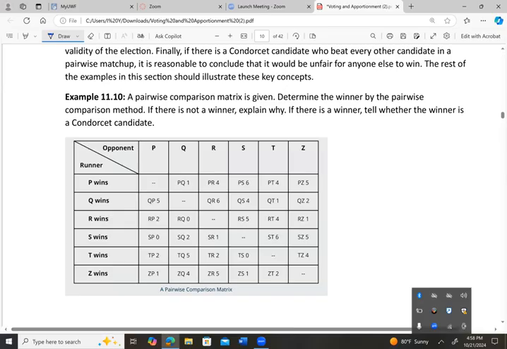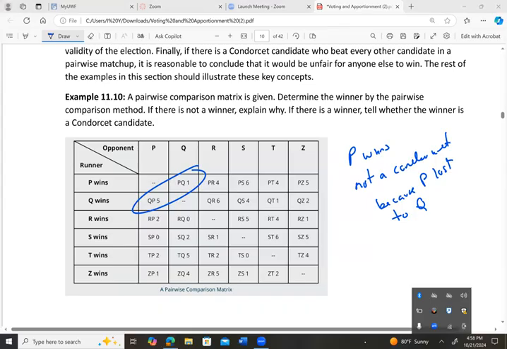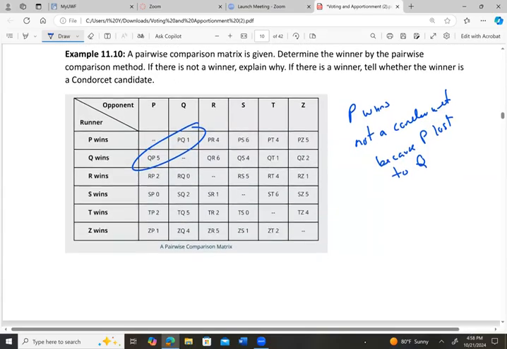So P wins. Well, it says P wins, but not a Condorcet, because P lost to Q right here. Again, I think my comparison matrix works better.